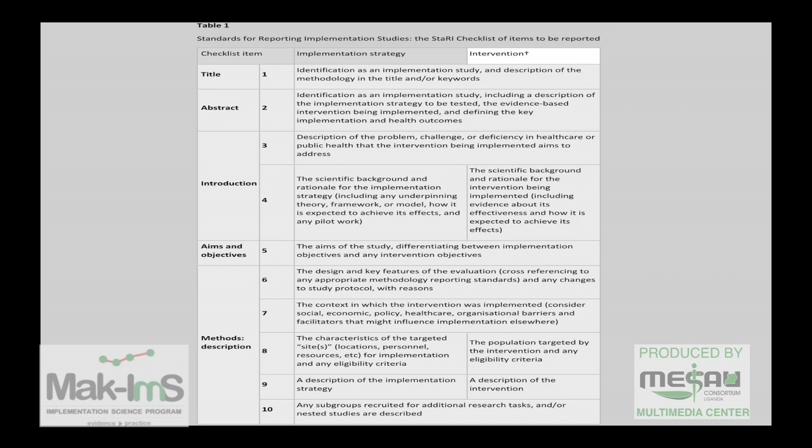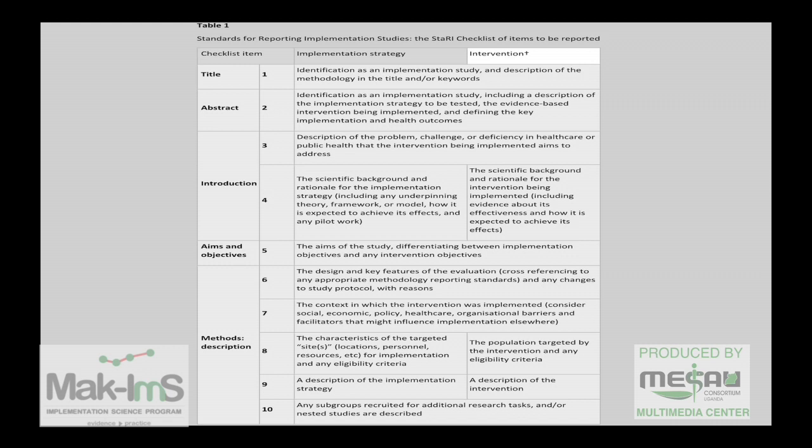So, as we go through this, you will notice the double strand is the implementation strategy and the intervention. In some places where it cannot be divided into implementation strategy and intervention, it will just be like that. In places where you have to think about the two, then you'll see the two columns. And that's how it is.